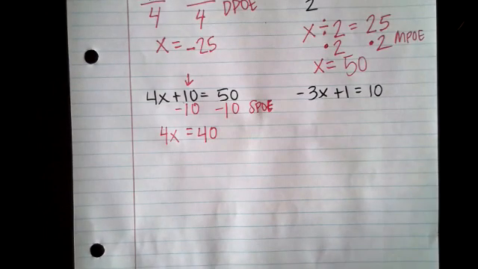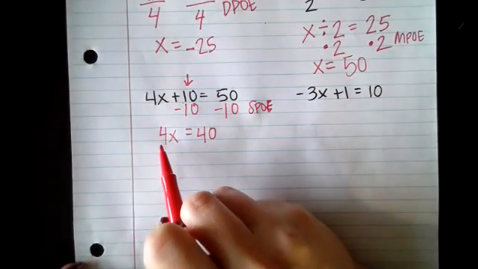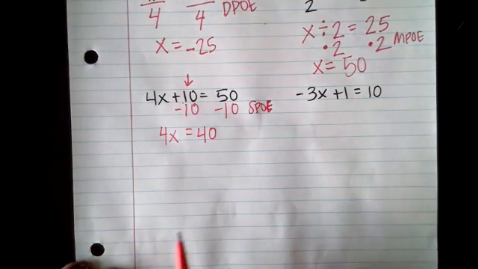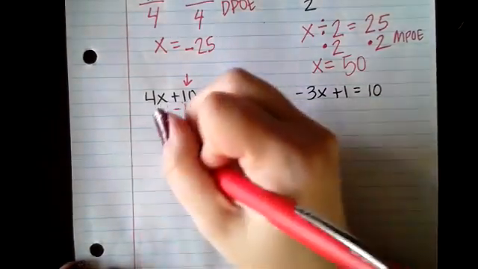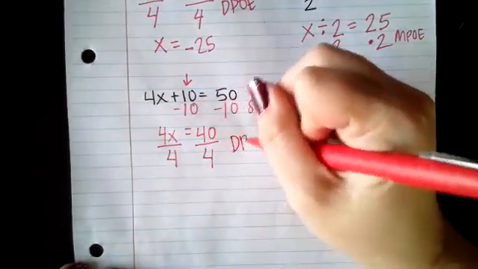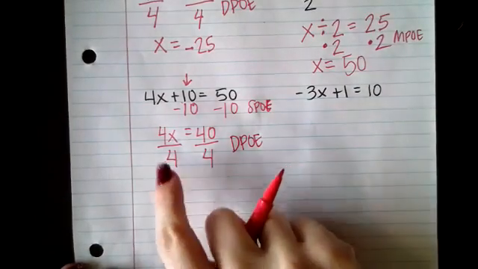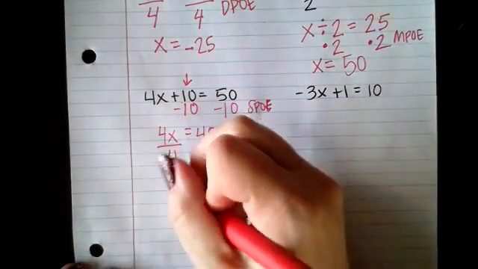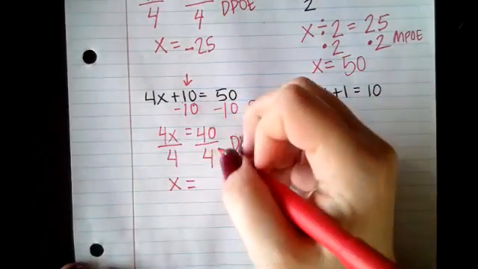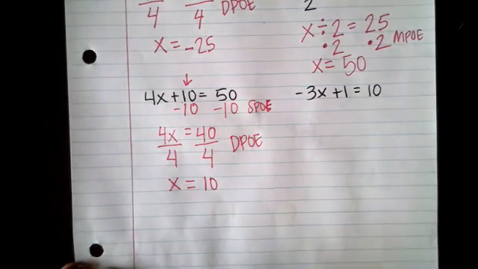So I have gotten rid of my constant. Now all I have to get rid of is the coefficient. So I'm going to look at the kind of math being done. 4x means to multiply. So the way that I'm going to undo it is I'm going to use the division property of equality. Divide both sides of the equation by 4. And so when I do this, 4 divided by 4 is just 1x, which is x by itself. 40 divided by 4 is 10. So x in this problem is equal to 10.